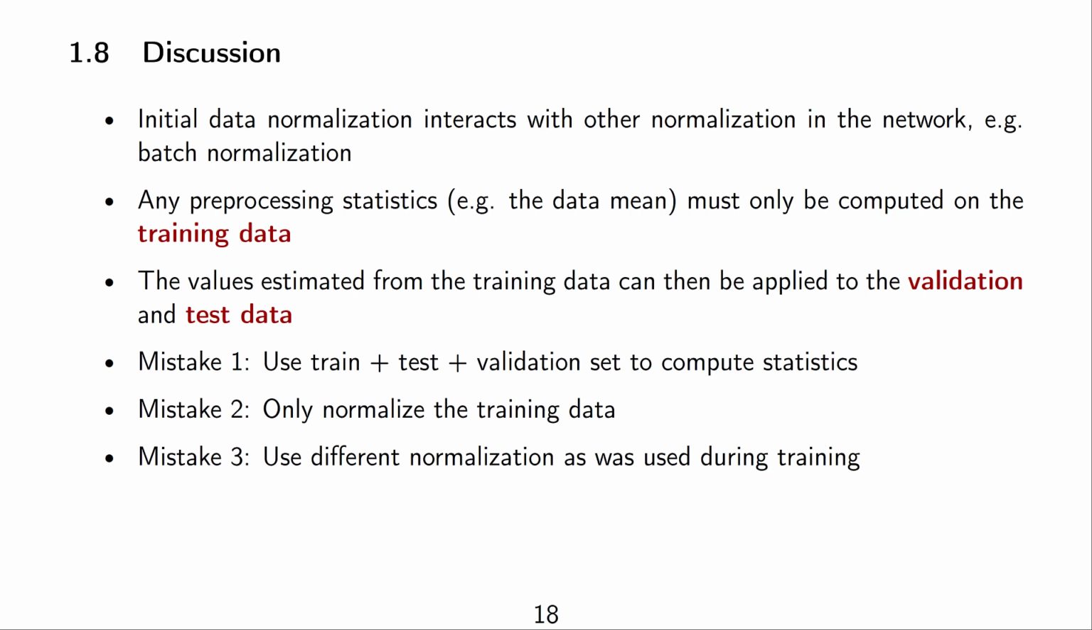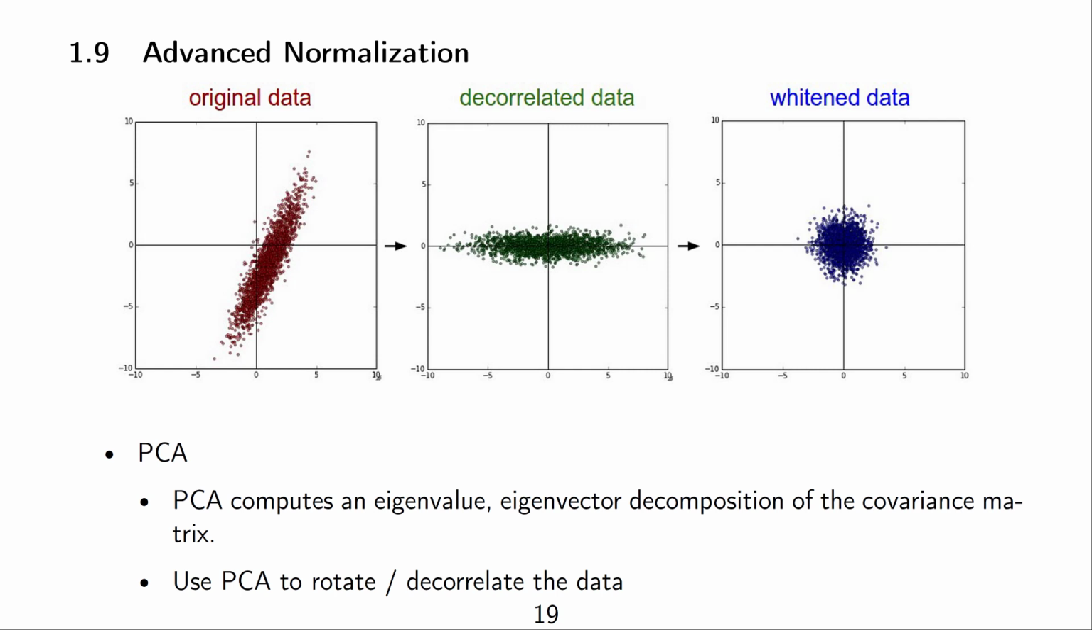Another mistake would then be to only normalize the training data but leave the test data unnormalized. And another mistake would be to use different normalization as was used during training. So you are downloading a pre-trained network, and then you have the great idea to change the normalization to try out something else that is not going to work.